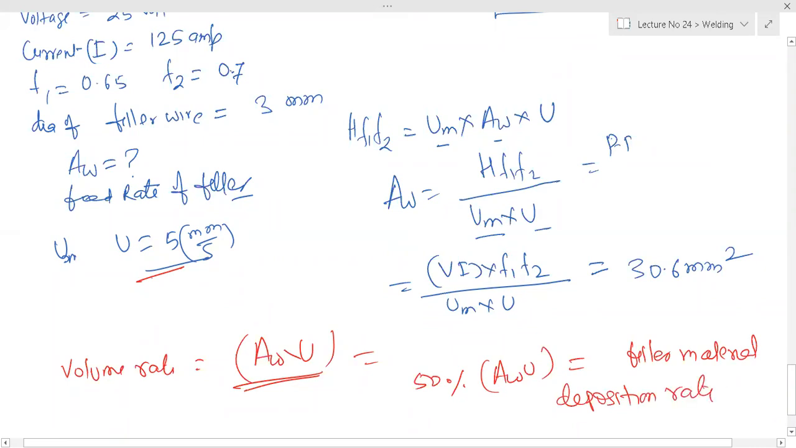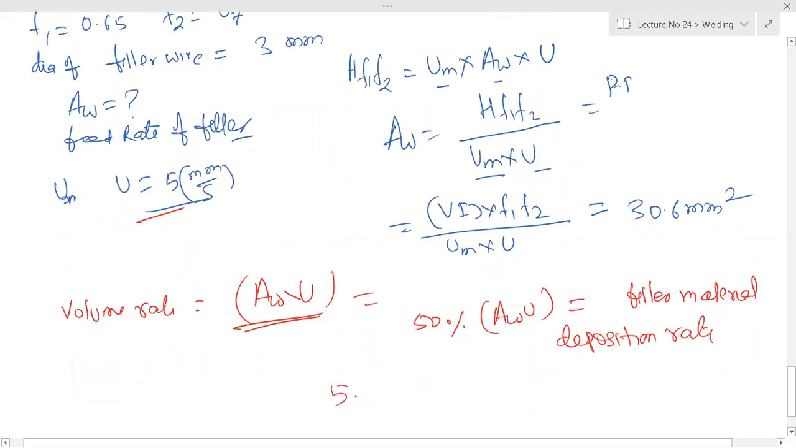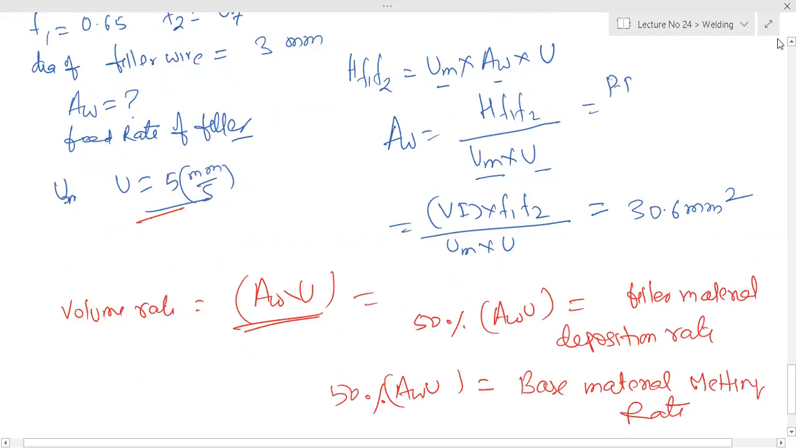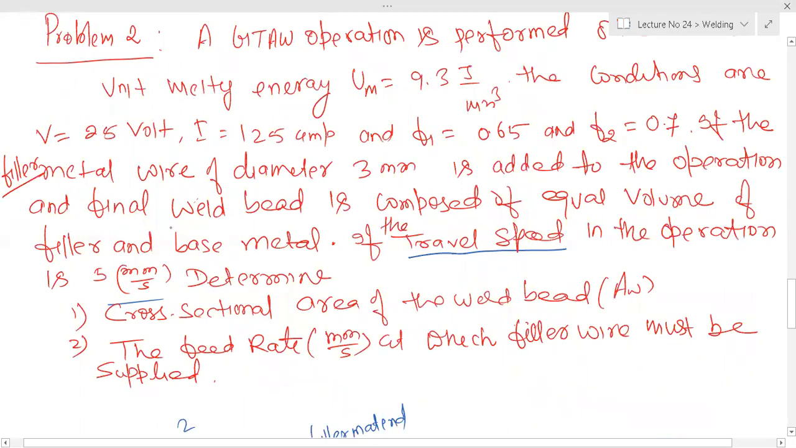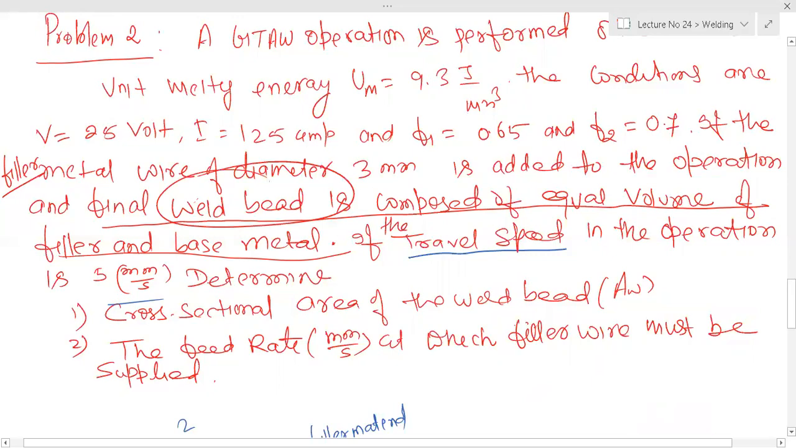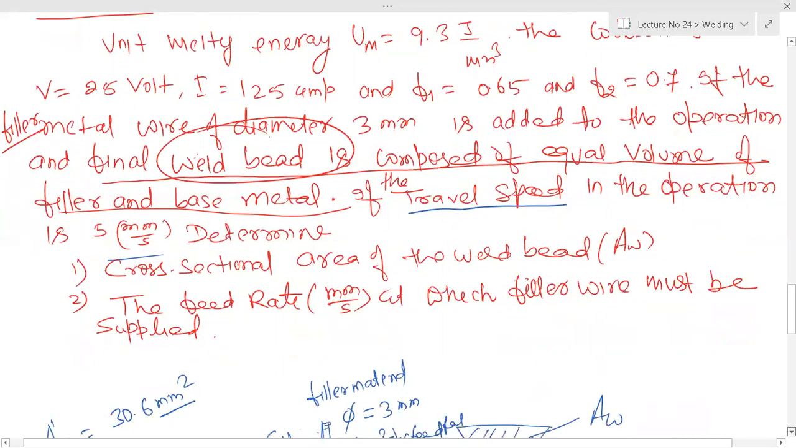In your problem it is clearly mentioned that the other 50% of this AW U is your base material melting rate, base or parent material melting rate. It is mentioned in your problem: the final weld bead is composed of equal volume of filler and base material. Final weld bead is made of equal volume of filler and base material.